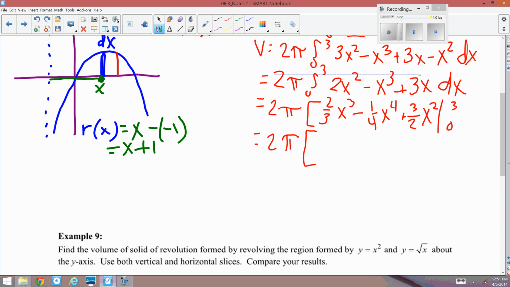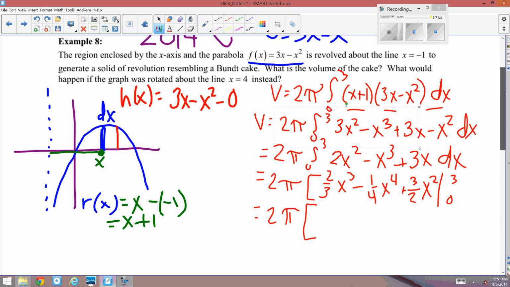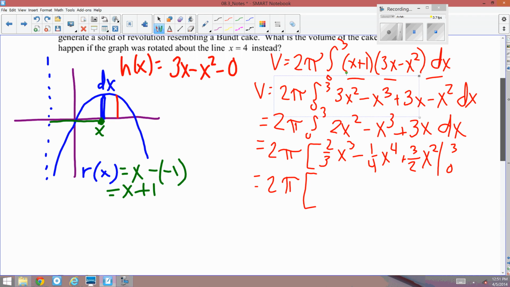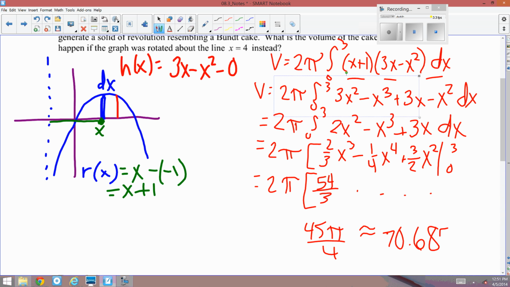Plug in numbers. Actually, for this one, does it say calculator? I'm going to make this a calculator one once you get your setup. When you solve this, just for the sake of time, you could do it. Nah, I don't want to. 54/3. Okay, plug it in, whatever. You end up with 45 pi over 4, or about 70.685. If you do this and can't simplify it, let me know, I'll help you out.